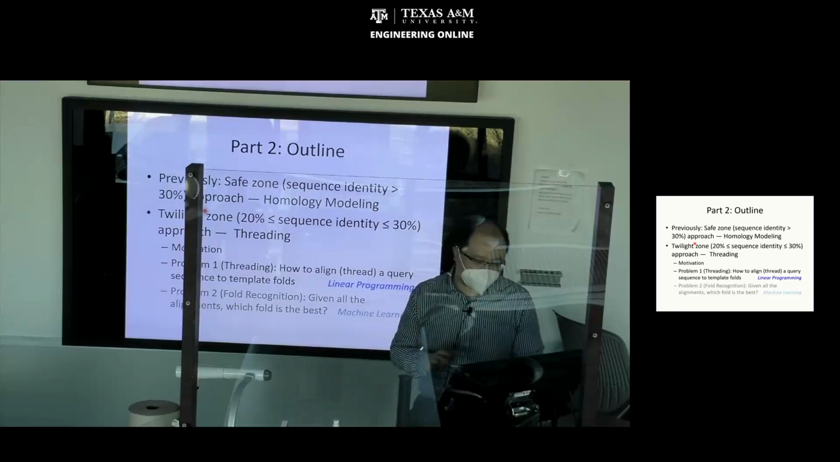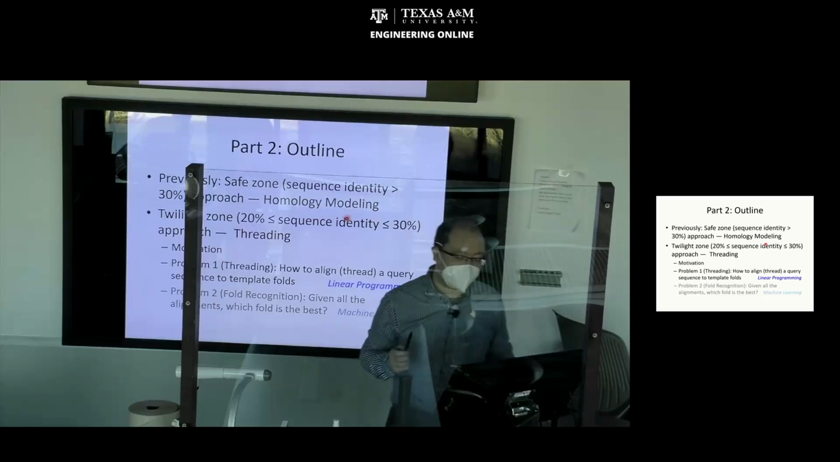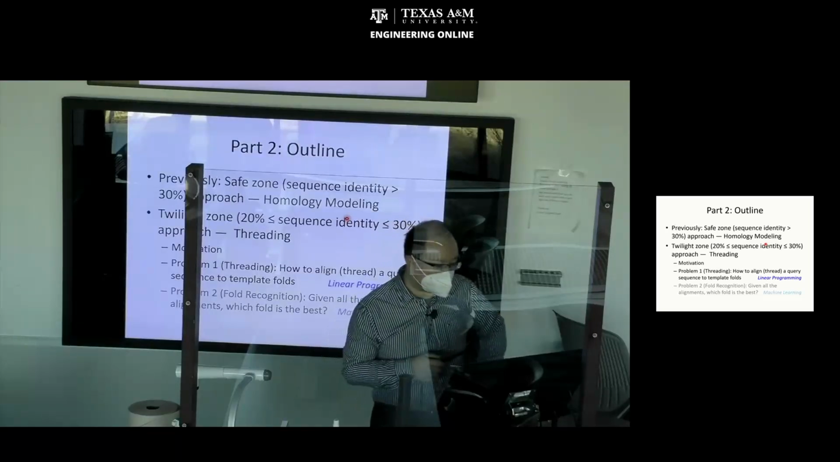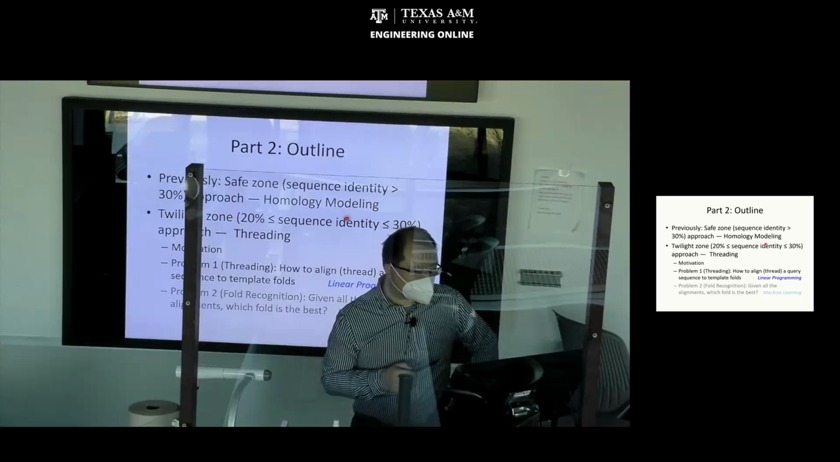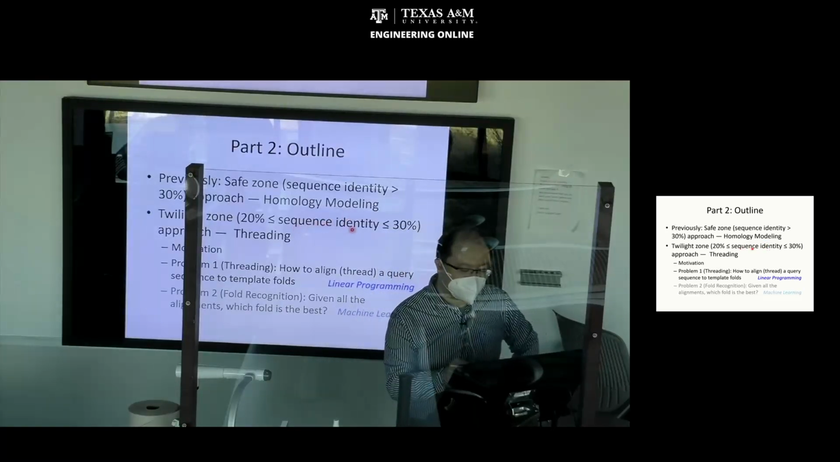We said that previously in the safe zone, if the sequence identity is so large, more than 30%, they almost guarantee the similar structure. So I can use homology modeling. I can break them into 2 optimization problems, and use dynamic programming or heuristics like SciBlast, okay? Now, we're entering the twilight zone when the sequence identity is 20 to 30%, okay?